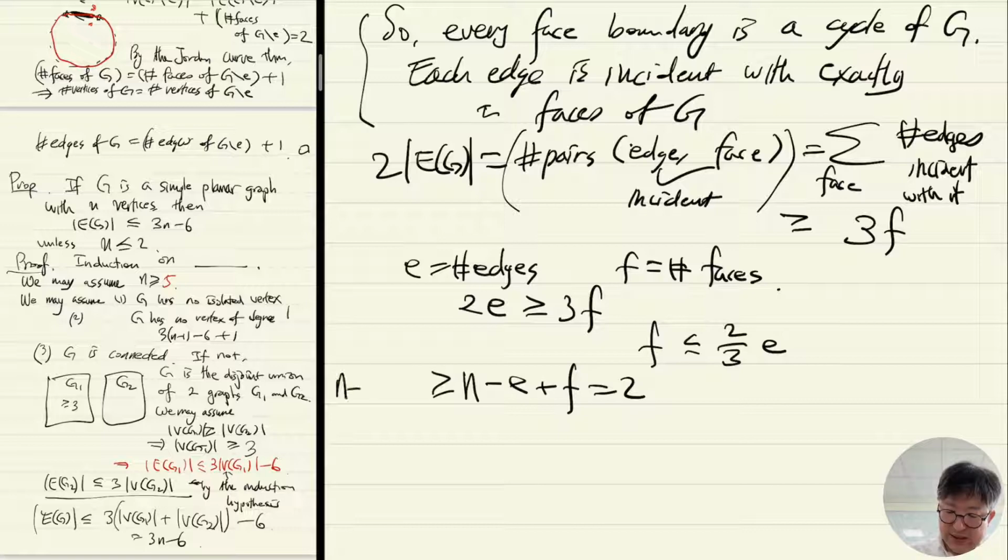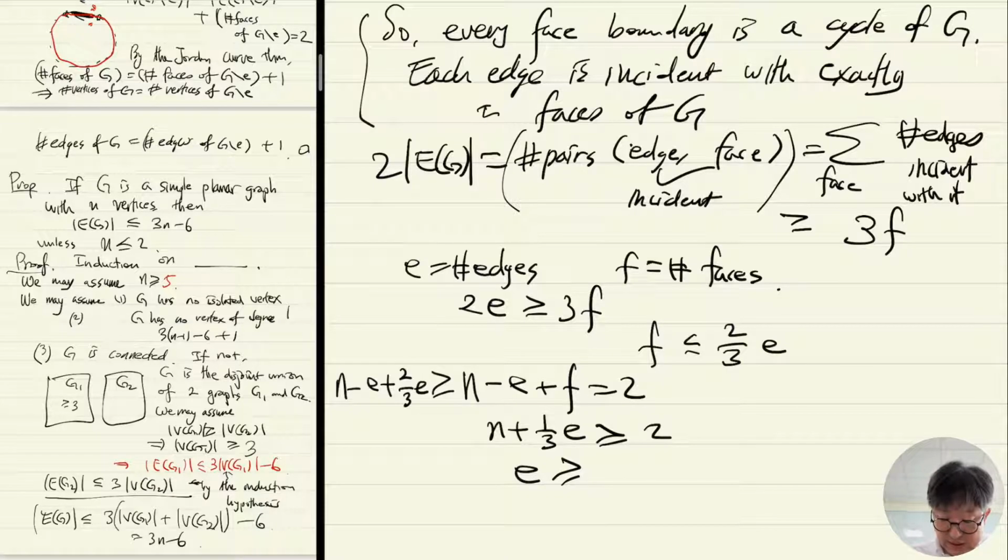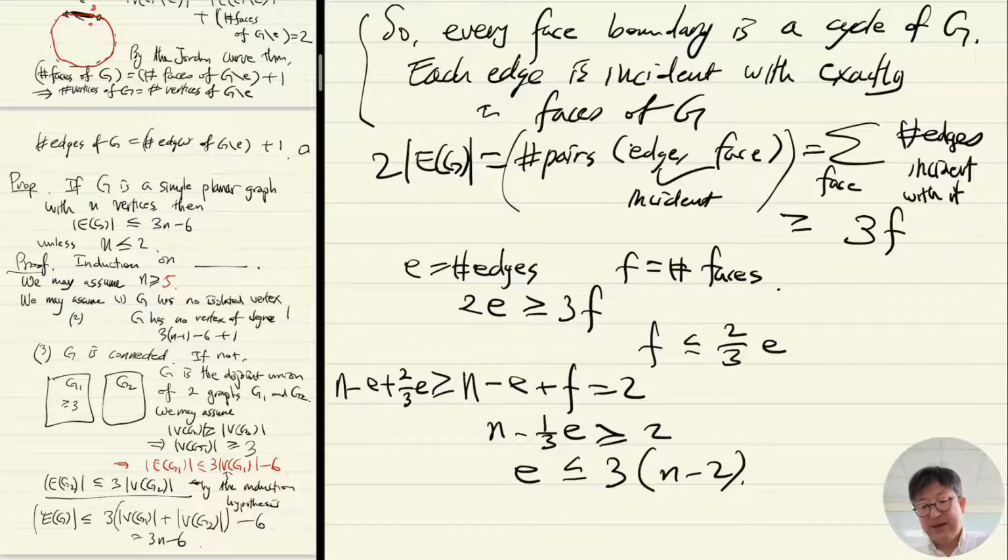So n minus E plus 2/3 E. So that means n minus 1/3 E is at least 2. So E is at most 3 times n minus 2. Okay? So that's the proof.